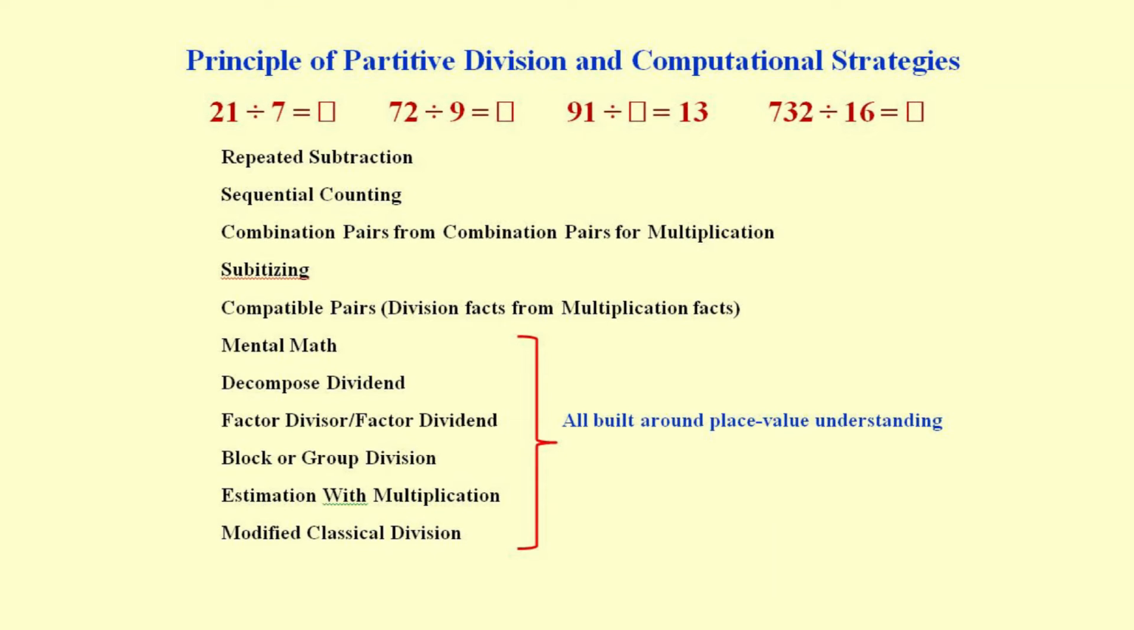Okay, let's go back to our list. In our list, we talked about repeated subtraction. We talked about sequential counting. What's this notion of combination pairs from multiplication? Well, let's look: 30 divided by 6.